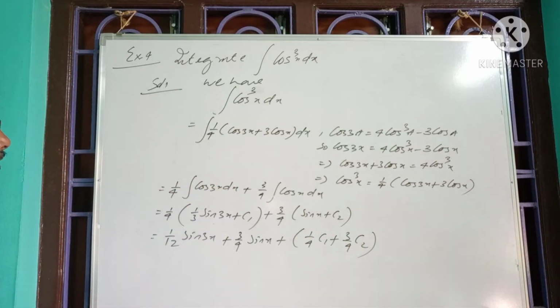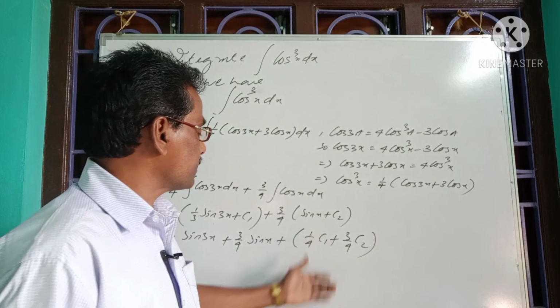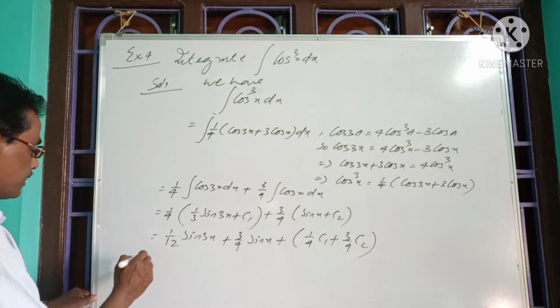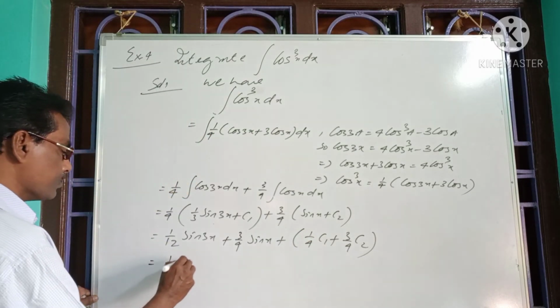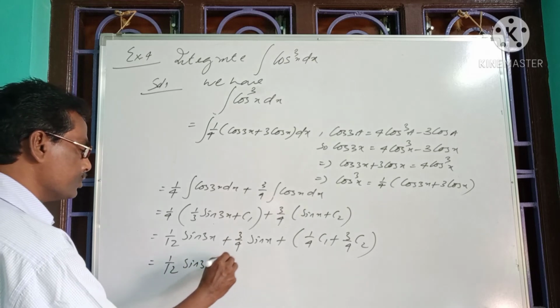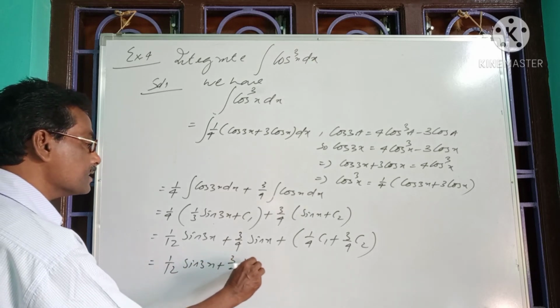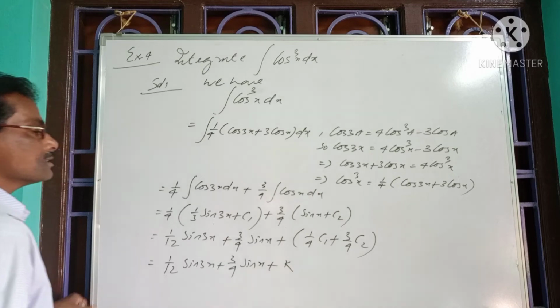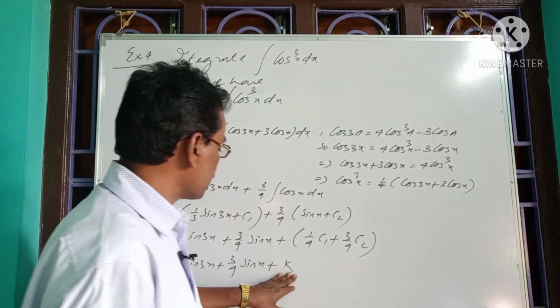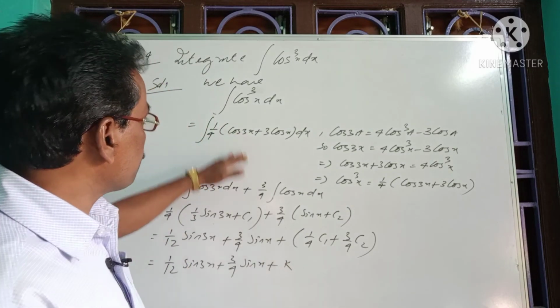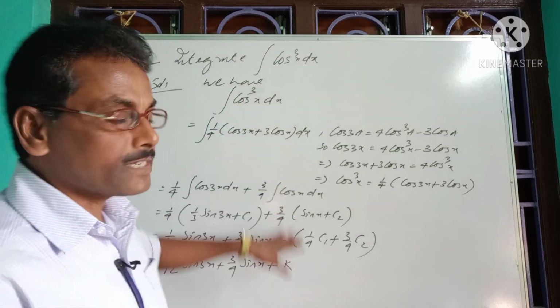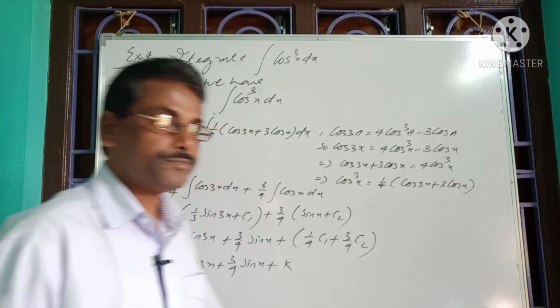So we have already collected the functions and the constants separately. So again simplifying, finally we find 1 by 12 into sin 3x plus 3 by 4 into sin x plus k in place of the constants. So k is the constant of integration. So in this process we completed the integration of the integrand, that is cos cubed x with respect to x.